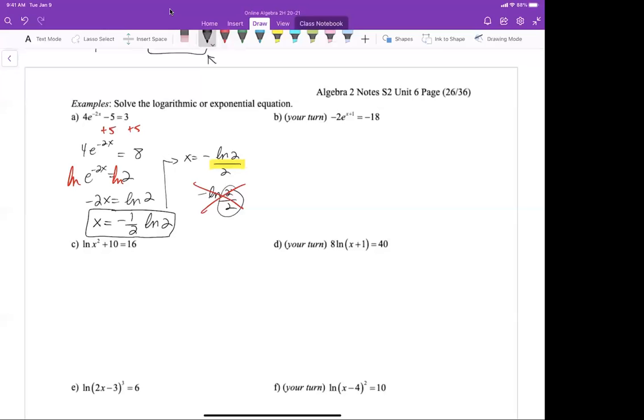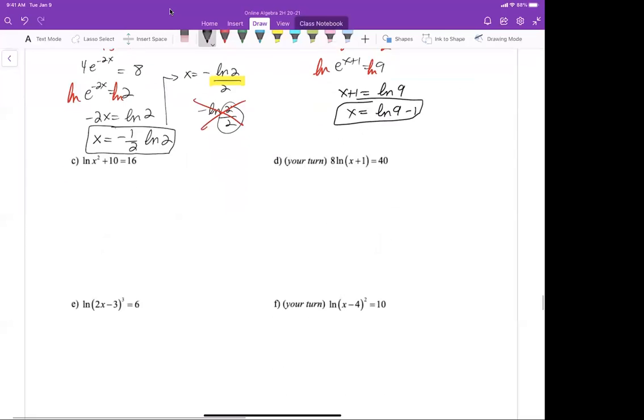Welcome back. I'm going to undo this multiplication of negative 2 by dividing by negative 2 on both sides. And I get e to the x plus 1 is equal to 9. How do I undo an exponent? I'm going to take the log. Well, it's a natural log because I have a power e. So I will take the natural log of both sides. And I will get x plus 1 is equal to the natural log of 9. I have to undo the addition of 1, and I get x equals ln of 9 minus 1.